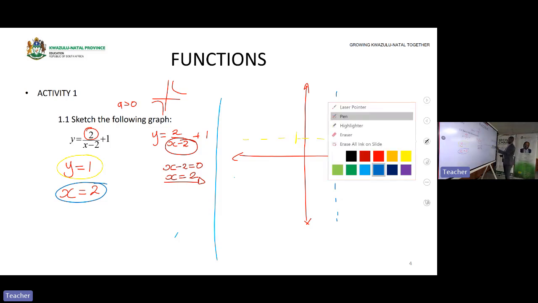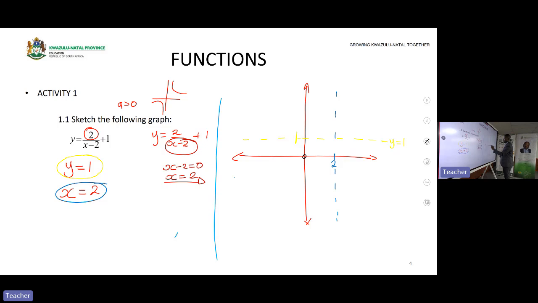Remember, we calculated our x- as well as y-intercept, and the values we got were 0 as the x-intercept and 0 as the y-intercept. Remember, we said our graph will focus on what? On the first quadrant as well as the third quadrant because of the value of A. The value of A is positive.